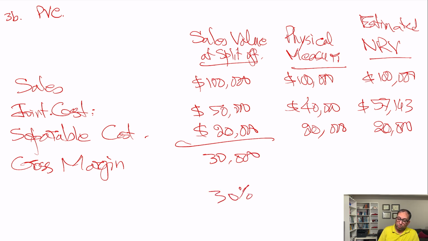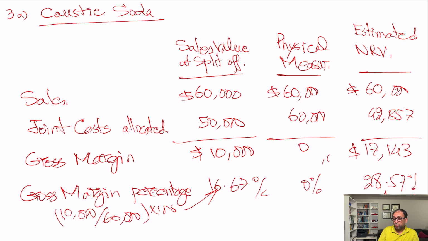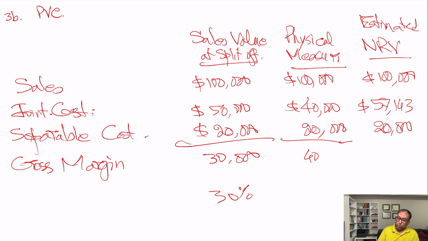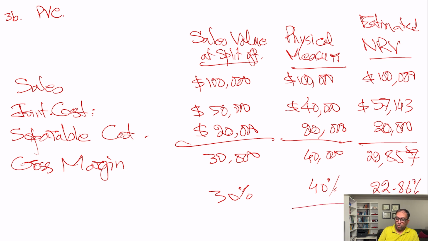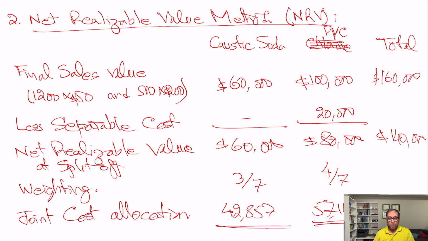Out of 100,000 we have 30,000. In this case we have 40,000, so we see here it is 40% because of 100,000. In this case it's less, it's 22,857, and the same is 22.86%. You see that as the method changes, the gross margins change. So these are the three parts.